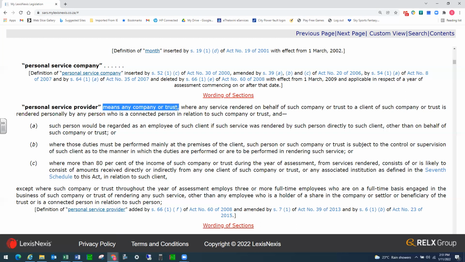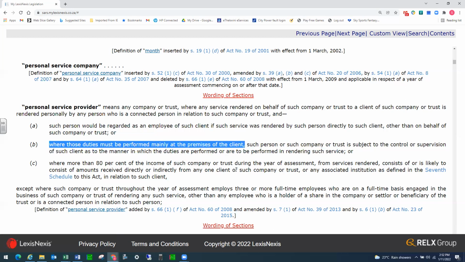So personal service provider means what? Any company or trust. So if you're a human being, you're not a personal service provider. You comfortable with that? Yep, got that. You need to render the service personally. Both drivers are rendering the service personally. Their own trucks, etc. It says such person would be regarded as an employee of the client. The Coke drivers were not employees. It says where those duties must be performed mainly at the premises of the client. The Coke drivers don't do that.